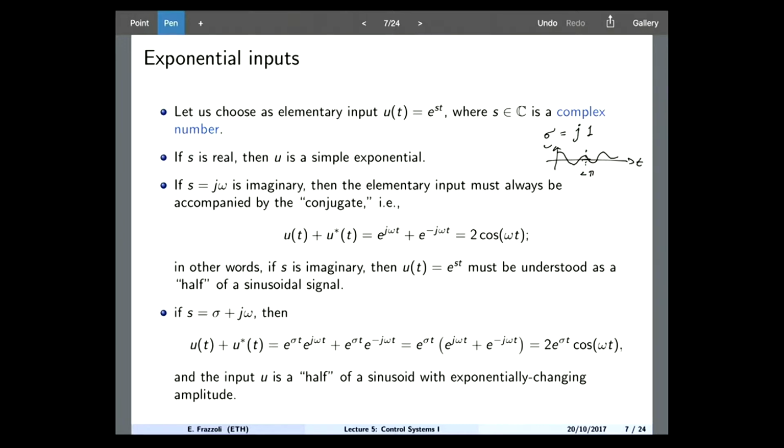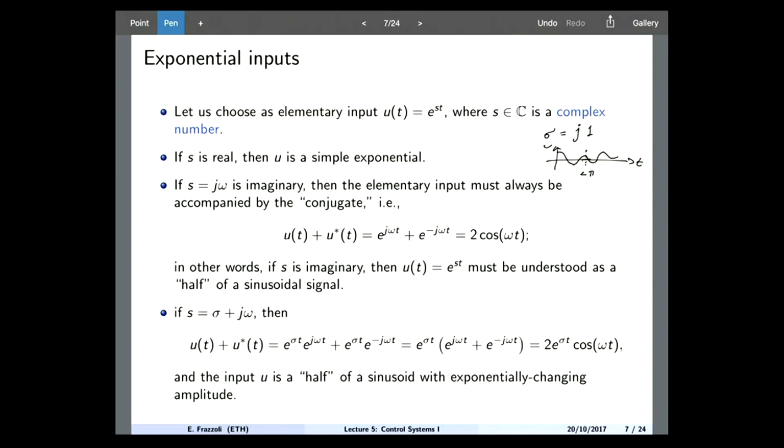What people call a unit step. I want u of t to be equal to 1 for all positive time. If sigma is equal to a negative number, if s is a negative number, meaning that it's real, what you will have is a decaying exponential, which is great. Now what I want is a constant that is not 0. So if you wanted to apply an input that is a constant, not 0, what would you choose for s?